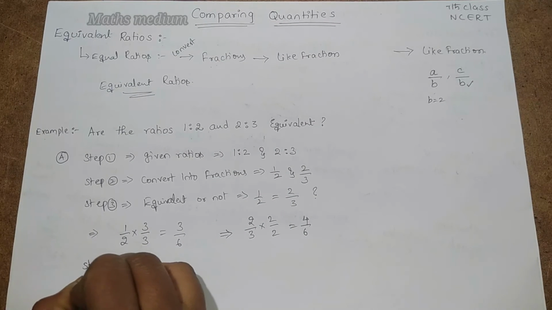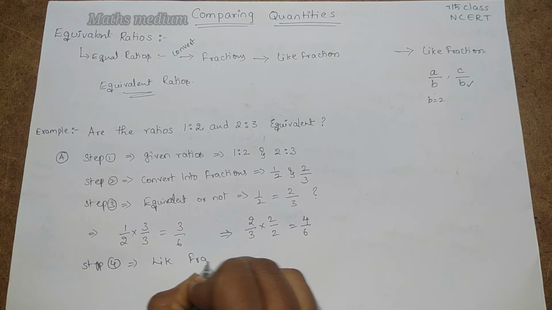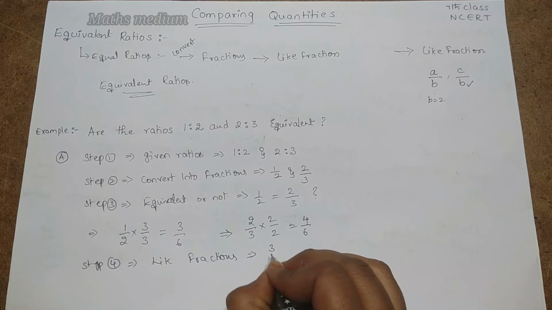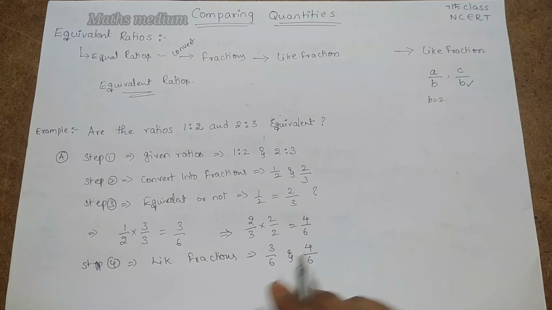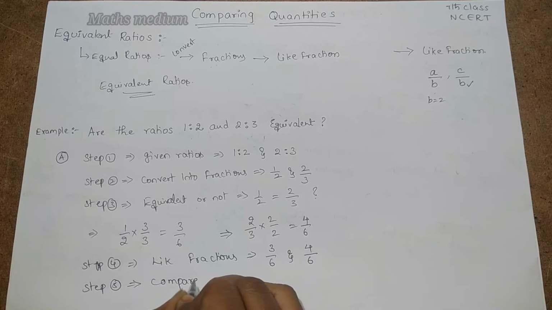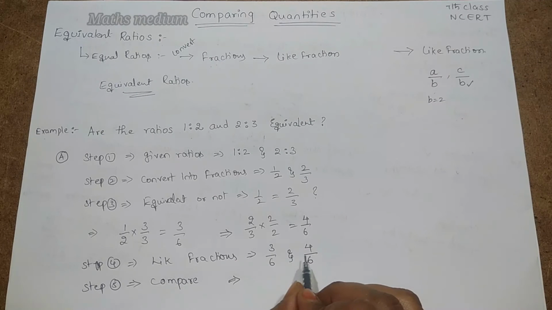So step 4, like fractions. Those are here 3/6 and 4/6. Now step 5, compare which ratio is greater. Here we have 3/6 and 4/6. It means 3/6 is lesser than 4/6, right?